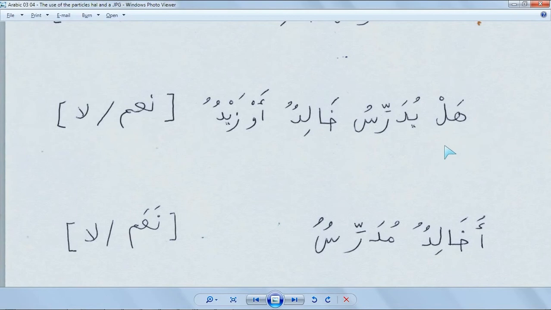Now it may appear from this sentence that the answer should be, if somebody asks you, does Khalid or Zayd teach? You could understand that to mean, does either one of them teach? And you could answer, yes, Khalid teaches, or yes, Zayd teaches. But when you use a hal, the only answer that is allowed is na'am or la.